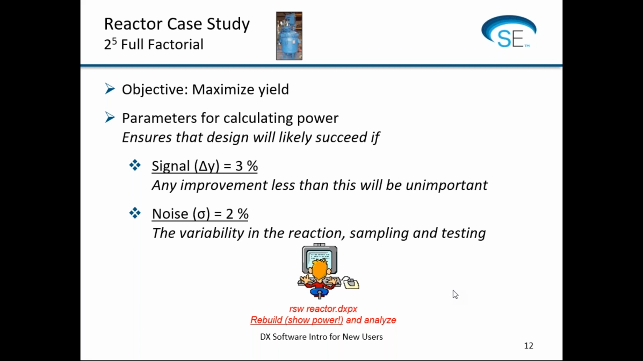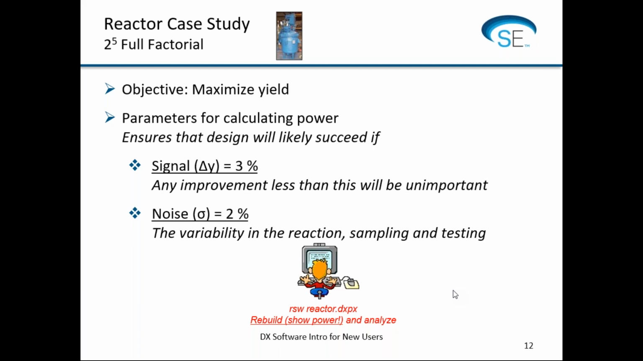Our goal is that we want to increase yield by greater than 3%. So we're only interested in the things that contribute by at least that much. And we're willing to miss or forego identifying things that are less than that. The noise, the standard deviation, we're saying is 2%. And that's the variability in the reaction, sampling, and testing.